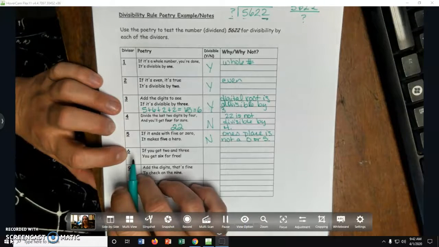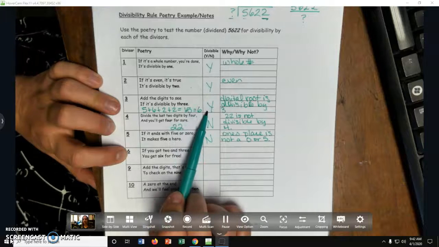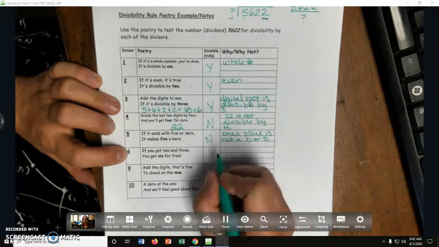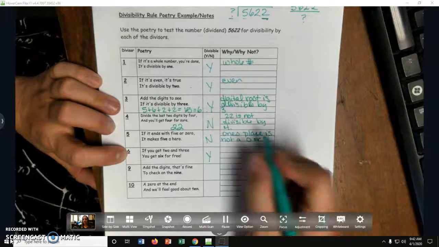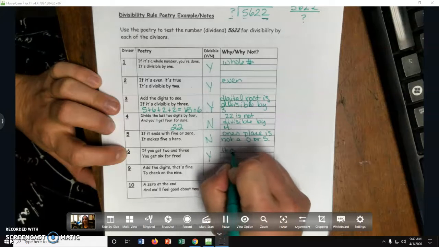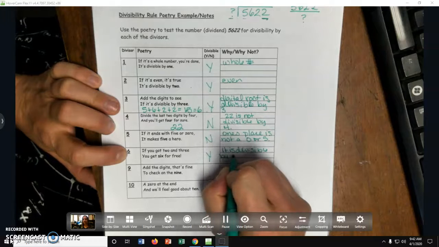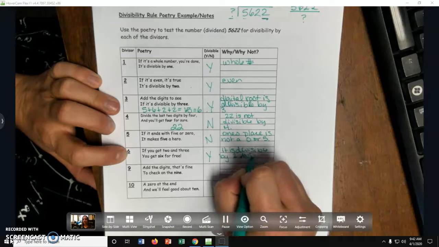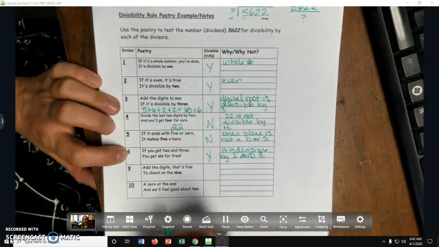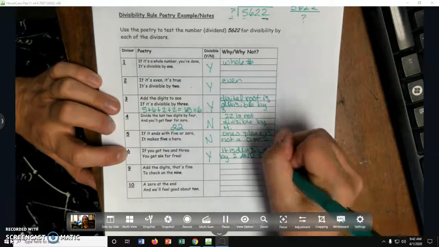Is it divisible by 6? Well, if it's divisible by 2 and 3, it has to be both, then yes, it is divisible by 6. So yes, because it is divisible by 2 and 3. Whew, my writing's a little crazy today, sorry.